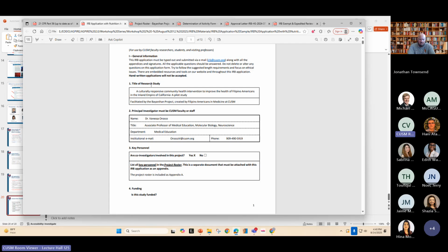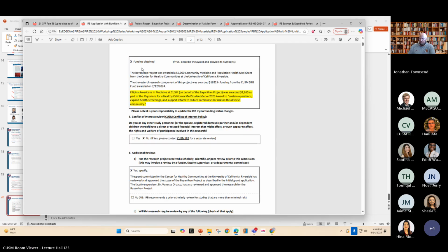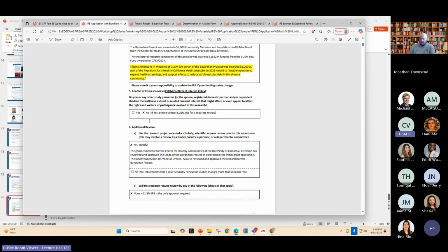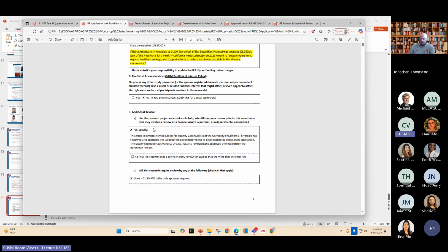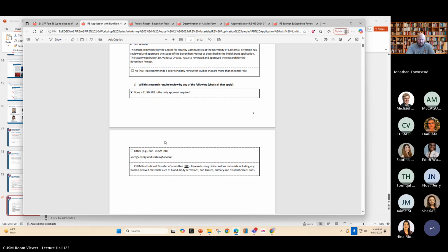So what you'll see here are these fields. Number 1, title. Number 2, PI. Number 3, personnel. You'll check a box if there's funding involved. Enter that description from your proposal about the funding that you've received. Number 5, conflict of interest. Are there any? No, there are none. Number 6, additional reviews. Has this been reviewed by any other entity? If you mark yes, describe it. That's from your protocol.